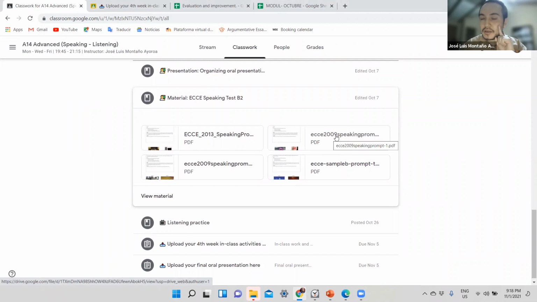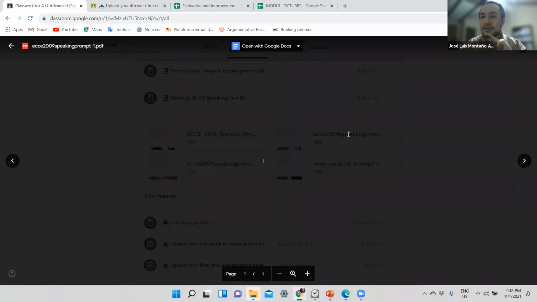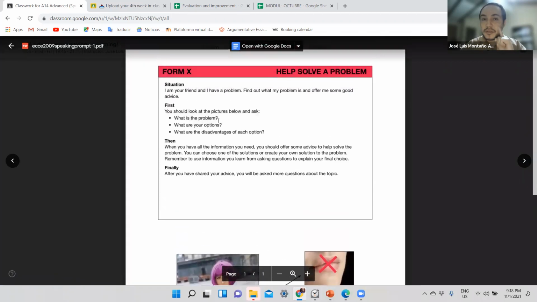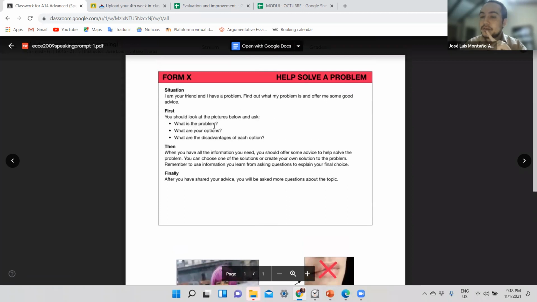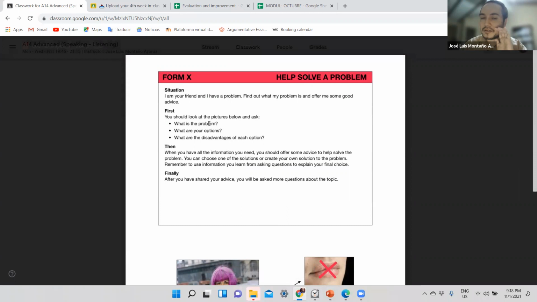ECCE 2009, the one that is on the right. You have the other one, right? This one, 2009, says prompt 1. Open that one. These are the questions. Look, they are a little bit different, but actually they are related to the same thing. Actually, they are the same. All right, in this case, they are the same.